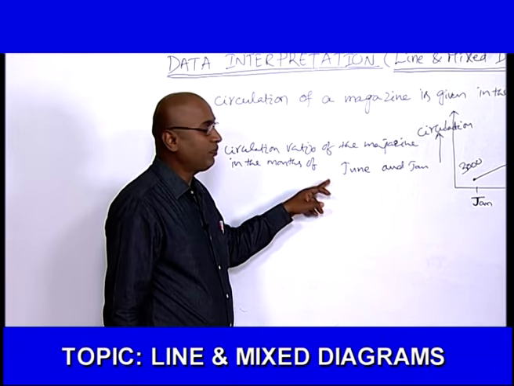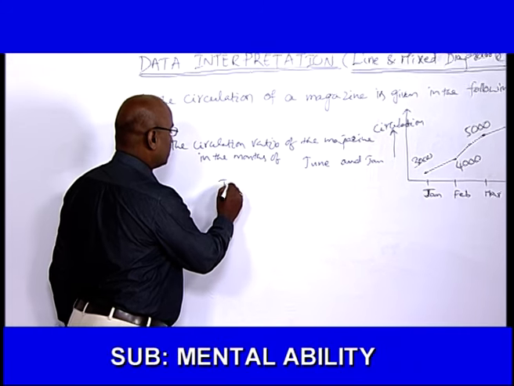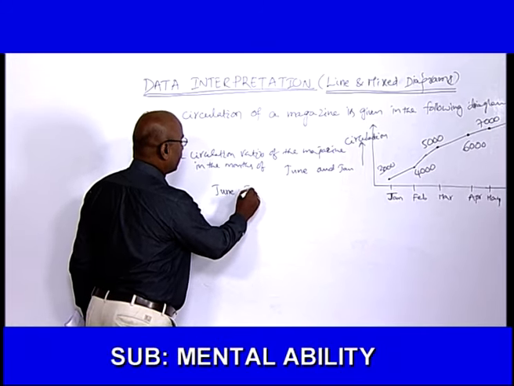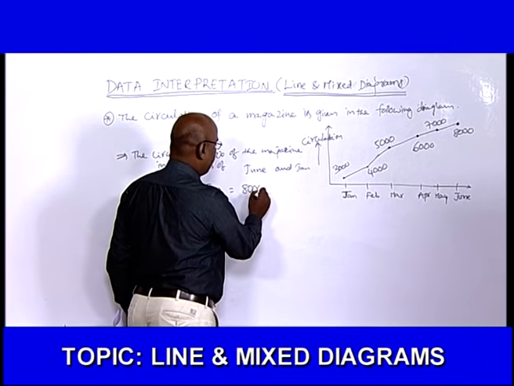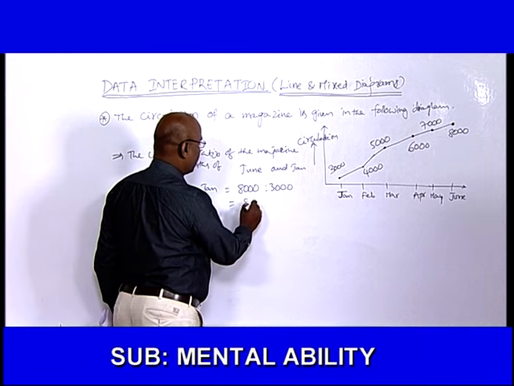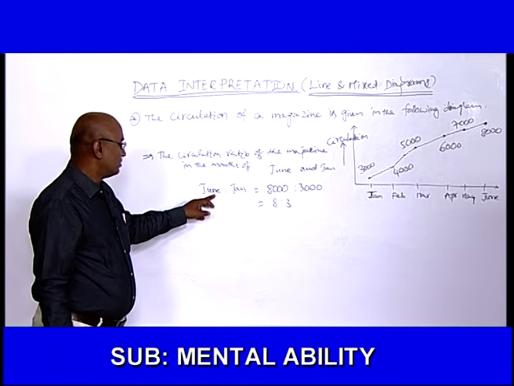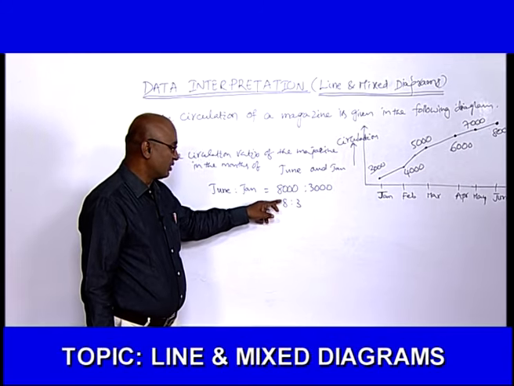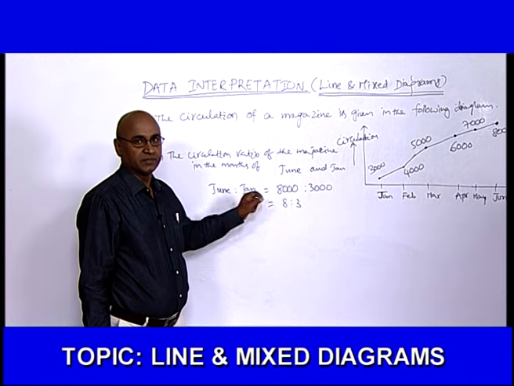It is a simple problem. So in June the circulation is 8000. June to January: in the month of June the circulation is 8000 and in the month of January it is 3000. So the ratio is 8:3. So in the month of June and January the circulation ratio is 8000:3000. That is nothing but 8:3.